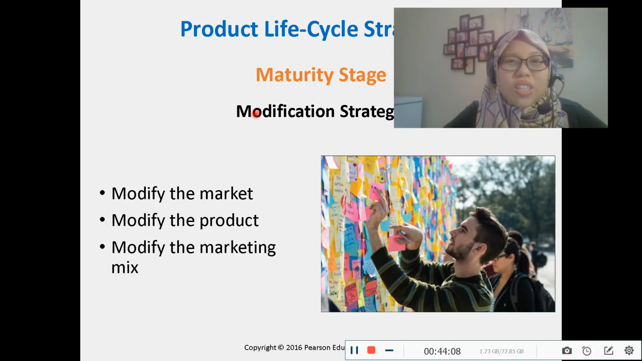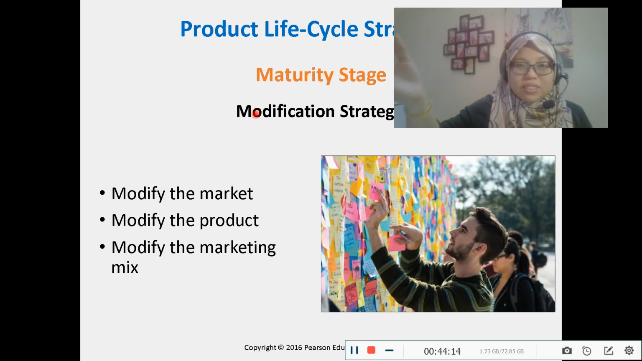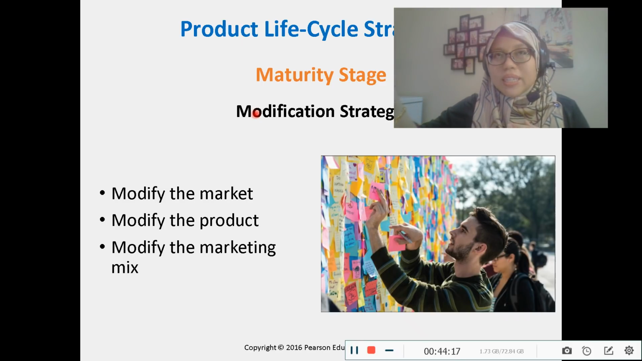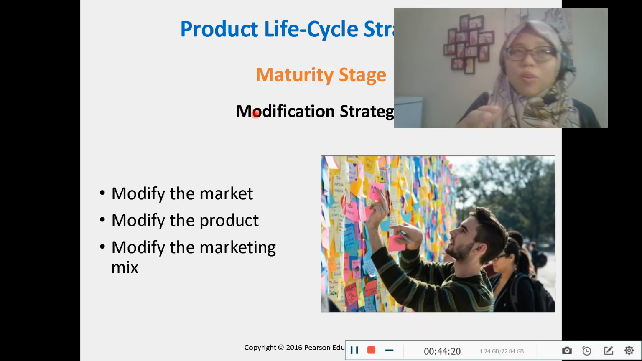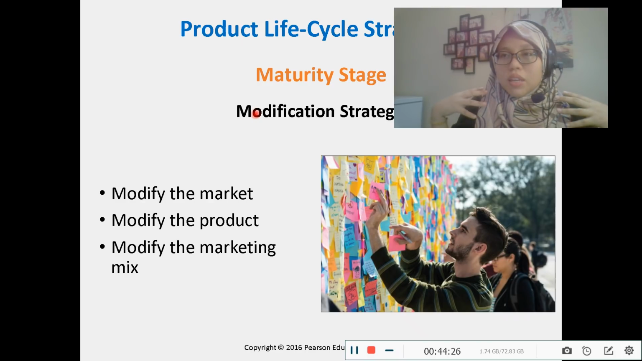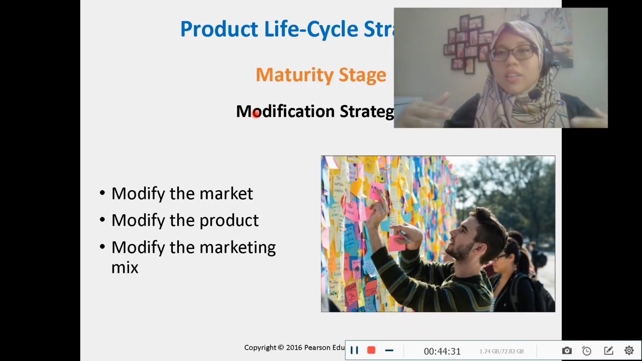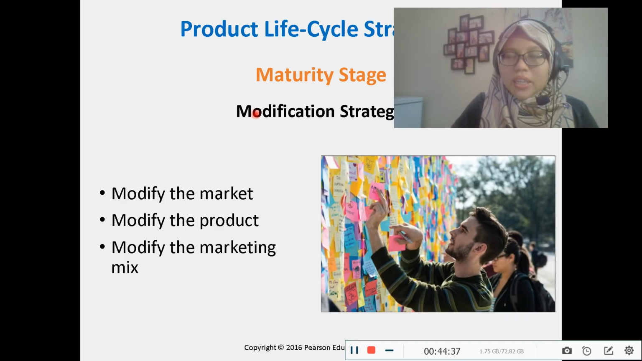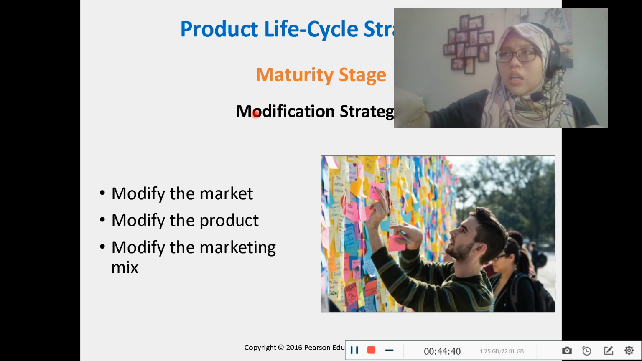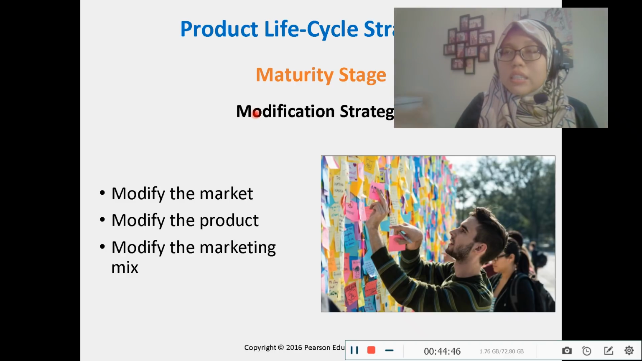Okay, so modification can be used sama ada awak nak modify. Bila awak nak modify tu, awak boleh dapatkan target market yang baru, or you can go for international market. So you can modify your market, because when you are at the maturity level, you have to do something to make sure that you are moving. Okay, you do not want to be static there and people forget about you. So what you can do, you can modify the market, you can go to international market, you can go for different target market. You can also try to modify the product by doing the R&D. You can modify the existing product. You can have a new product.